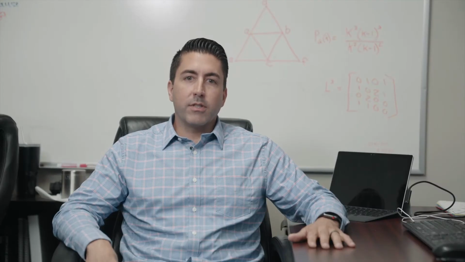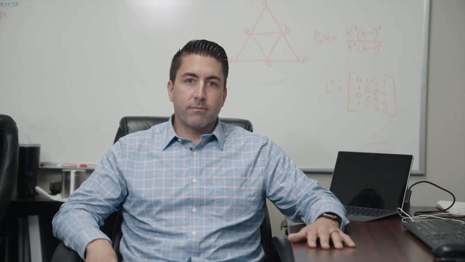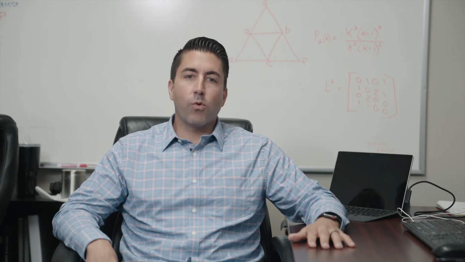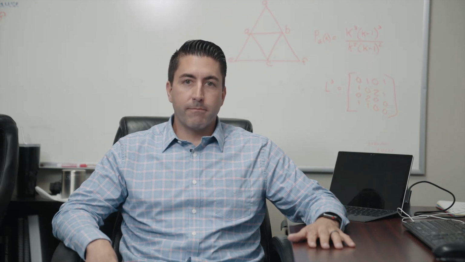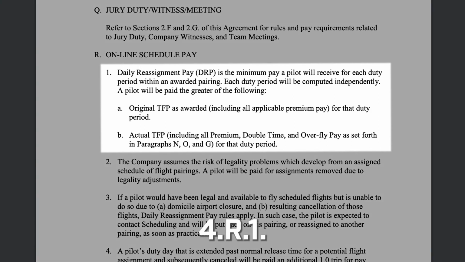Now on to how daily reassignment pay works for awarded pairings. For this, I will be referring to section 4R1 of the CBA. DRP is the comparison between the original duty periods as awarded versus the final duty period as flown. The CBA gives no consideration or pay protection for the various reroutes in between.